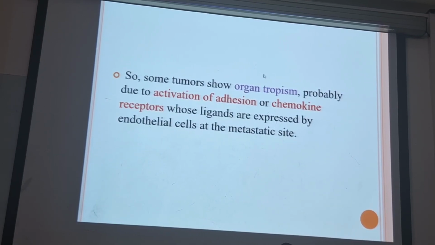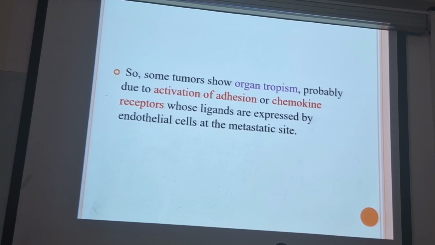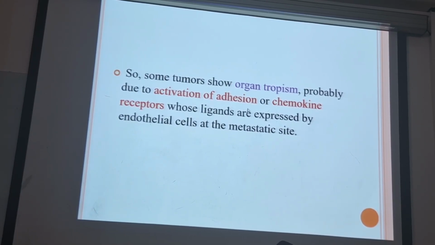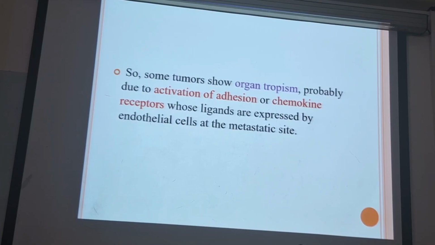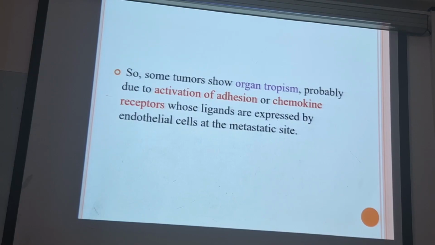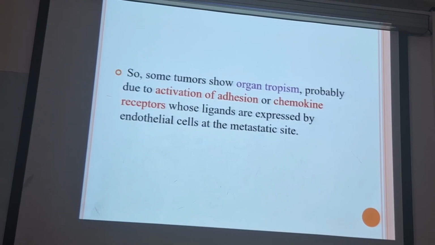So we have a term organ tropism in tumor. Some tumors have some organ tropism, and this is maybe because of adhesion molecules and some chemokines, and also chemokine receptors whose ligands are expressed in the endothelial cells in that metastatic site. For example, a tumor makes an antigen or a chemokine, a protein, whose receptor, for example, is only in adrenal, and because of that, this tumor in metastasis prefers the adrenal gland.